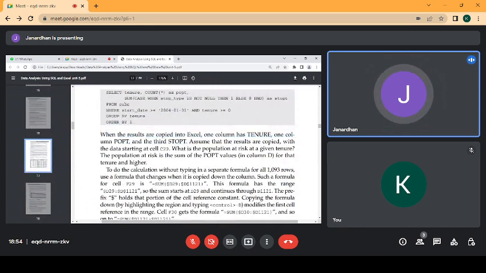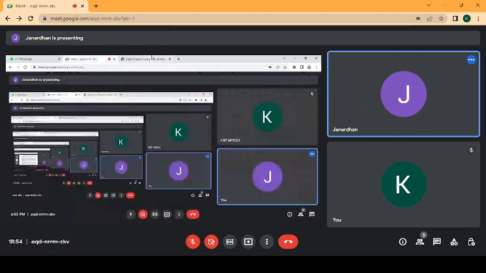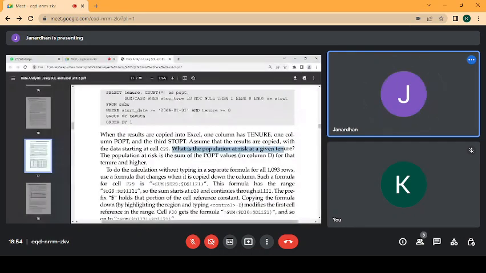Assume that the results are copied with the data starting at the cell C29. What is the population at risk at a given tenure? At a given tenure, the population at risk is the sum of the POPT values for that tenure and higher values.